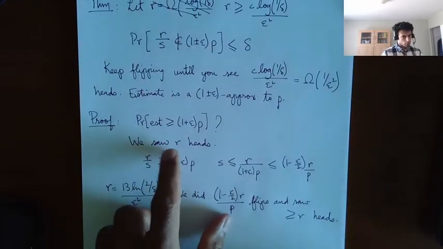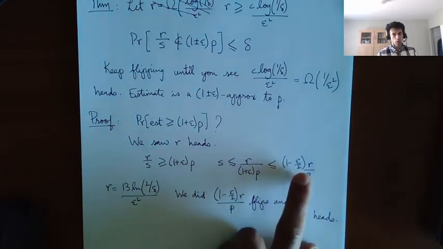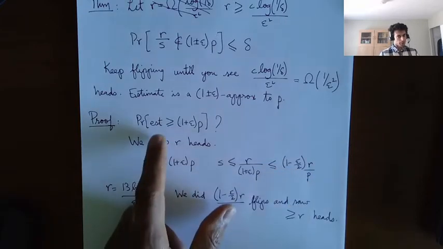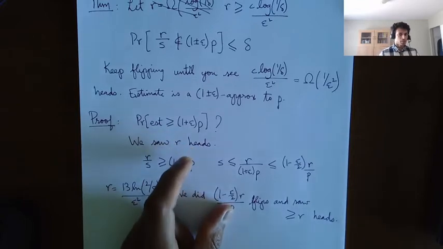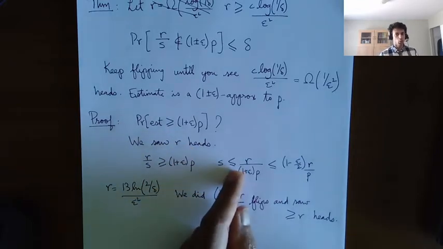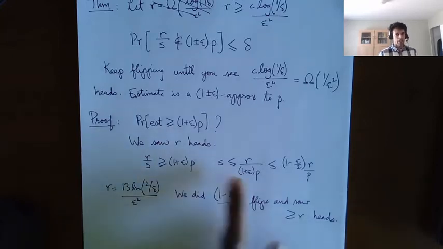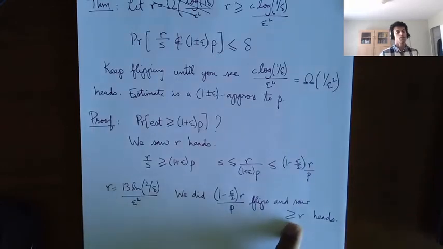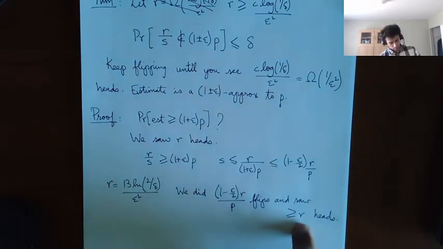So what am I saying? We saw r heads, but we actually did few flips. We did less than (1 minus epsilon over 2) r divided by p flips, meaning if your estimate was too large, it means that you got r heads with too few flips. Suppose in this trial you did exactly these many flips, you are going to see more than r heads. And now you can apply the Chernoff bound because the number of flips is fixed, and you're looking at how many heads you got.